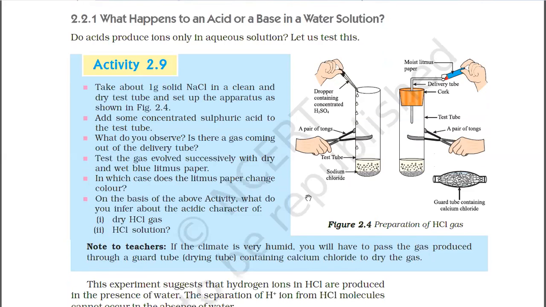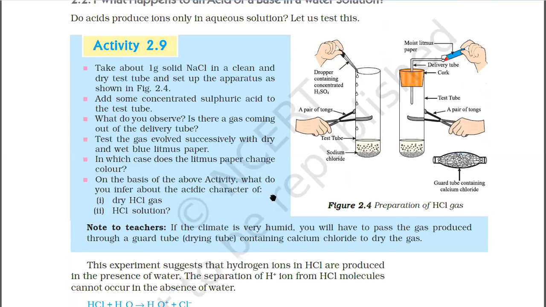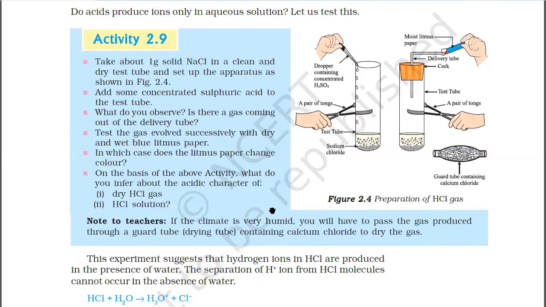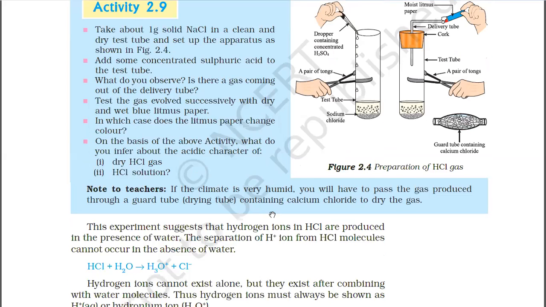Take about 1 gram solid NaCl in a clean and dry test tube and set up the apparatus as shown in figure 2.4. Add some concentrated sulfuric acid to the test tube. What do you observe? Is there a gas coming out of the delivery tube? Test the gas evolved successively with dry and wet blue litmus paper. In which case does the litmus paper change color? On the basis of the above activity, what do you infer about the acidic character of dry HCl gas and HCl solution? Note to teachers: if the climate is very humid, you will have to pass the gas produced through a guard tube containing calcium chloride to dry the gas.